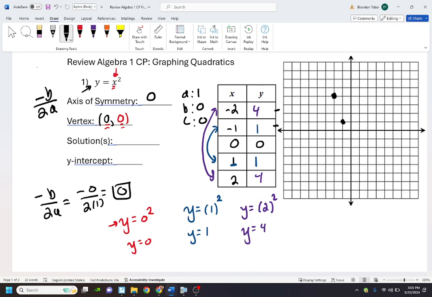0, 0. Just at 0. No left and right, no up and down. So it's at, what do we call that 0, 0 place? Anyone remember? Origin. Oh, origin. But it happens to be the vertex of the parabola too.